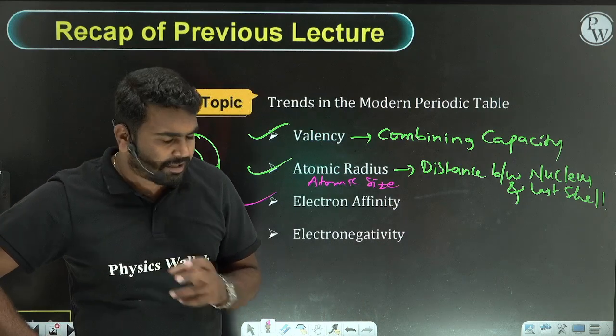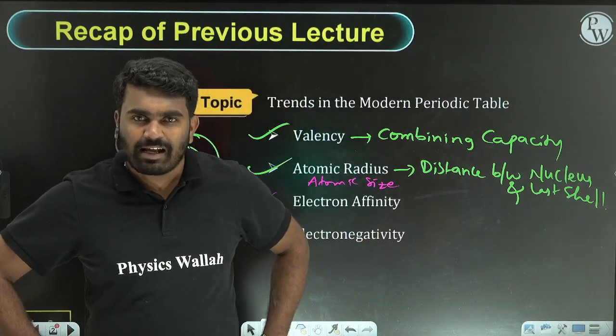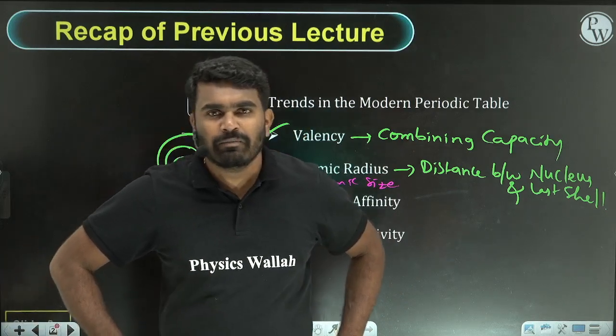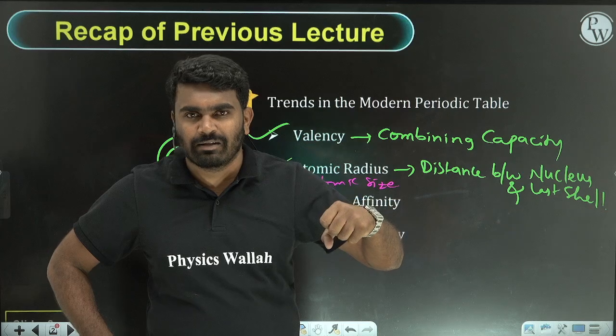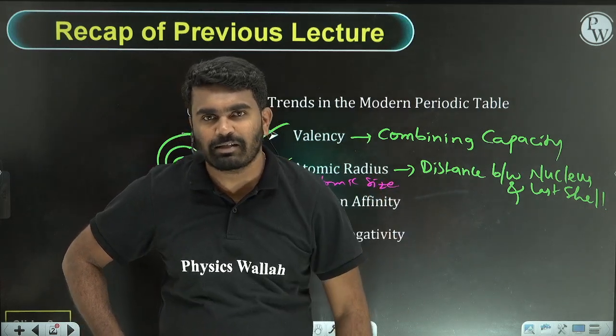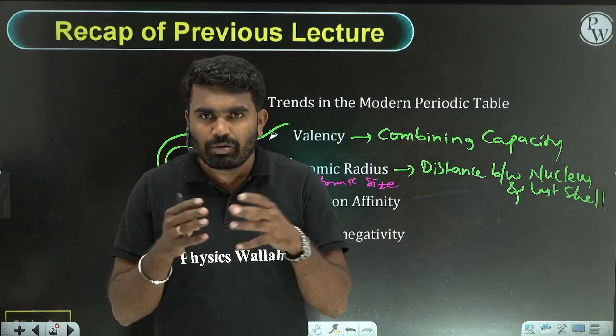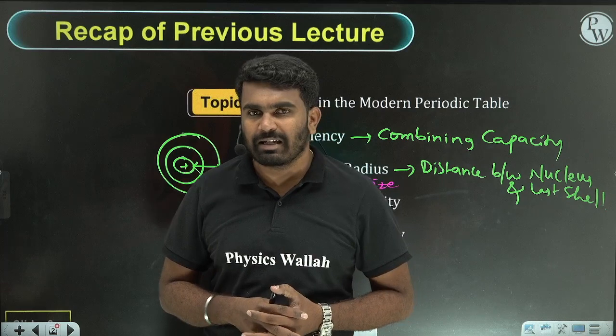Why does electron affinity increase in periods? Because atomic size decreases. As the atomic size decreases, the distance between the nucleus and the outermost shell electron is less, so the attraction between the nucleus and the outermost shell electron increases. Due to the smaller size, electron affinity increases.